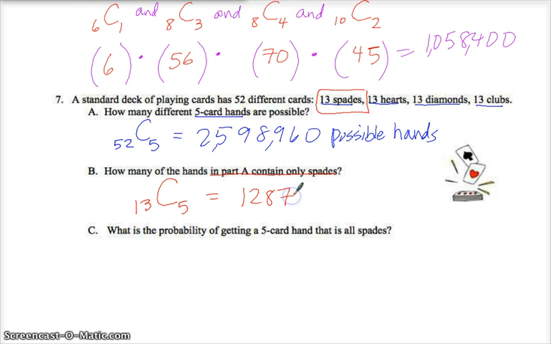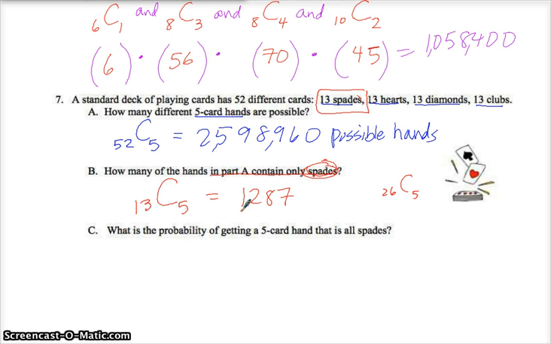This would have been true for any of them. What if this word could have been hearts? It still would have been 13 choose 5. This word could have been diamonds. It still would have been 13 choose 5. Or it could have been clubs, it would have been 13 choose 5. Now what would it have been if I had said how many of the hands in part A have only red cards? Then how many red cards would we have had? We would have had 26 red cards, choosing 5 of them. Or if I said black cards, it would have been 26 choose 5. But again, the category was just spades, so I'm limiting it to just the spades, so that's why 13 choose 5.